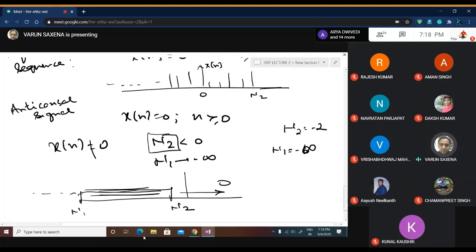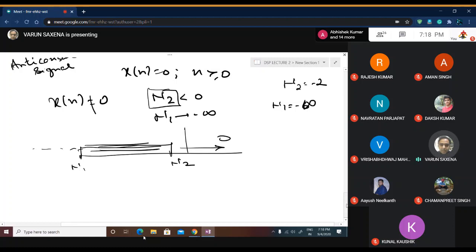Okay, so this is right-handed, left-handed, causal, anti-causal. You should remember that for a causal sequence, no sample of a sequence should be on the negative indexes. For an anti-causal sequence, no sample of the sequence should be at a positive n value. For a causal sequence, nothing should be on the left hand side of n equal to 0. For an anti-causal sequence, nothing should be on the right hand side of n equal to 0. These are some very standard definitions and you must remember.